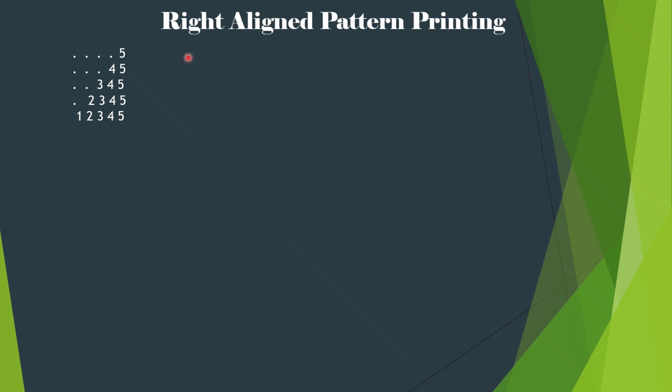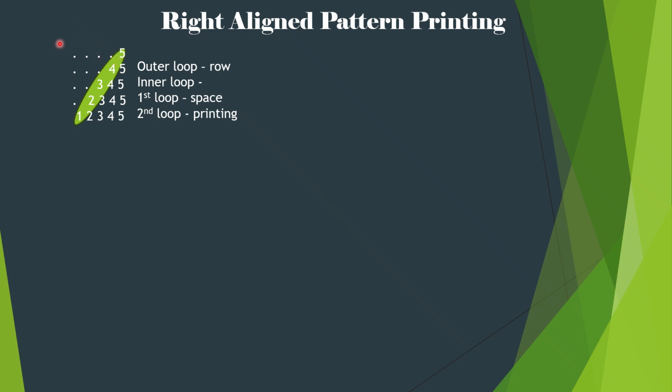Basically three loops are required for all right align patterns. In that, the outer loop will represent the row. Of the inner loops, the first will represent the space and the second loop will represent the actual printing. So let us design this program.